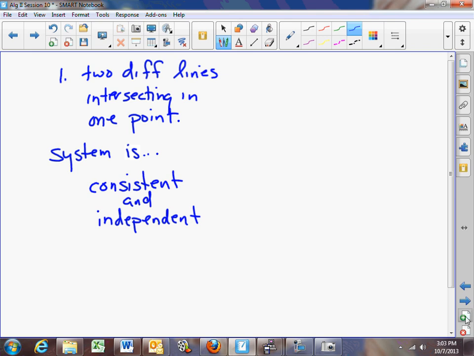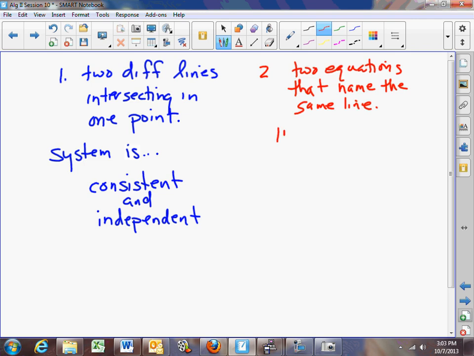That means that the lines are not the same, they are different. Now, if we have two equations that actually name the same line, then we will have infinitely many solutions.